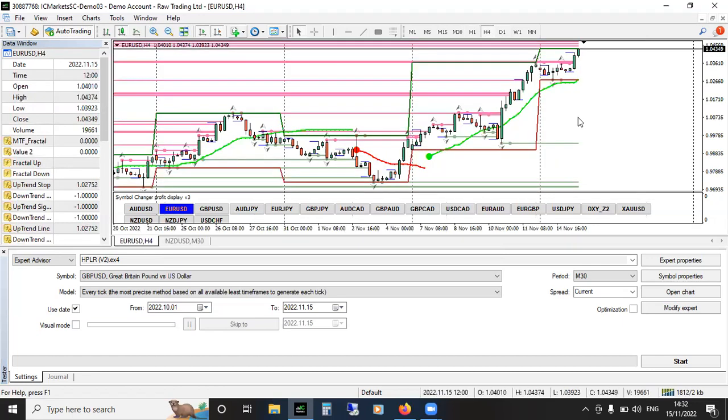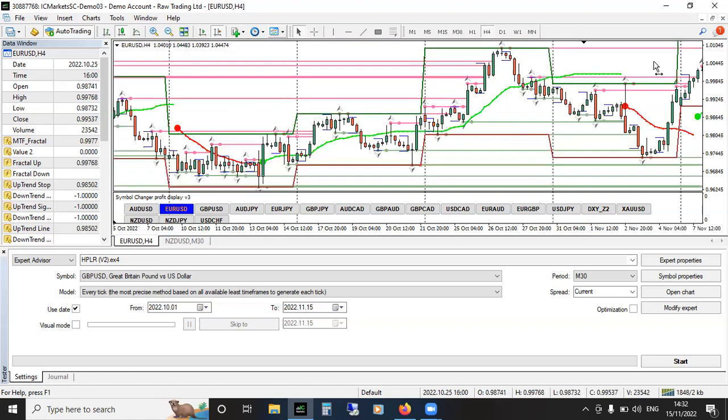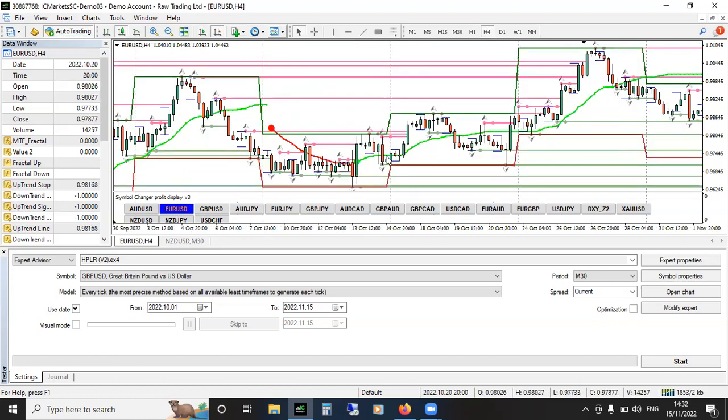Now, usually, if you understand what we usually say about price structure, when we are in an uptrend, we usually expect price to be creating higher highs, higher lows, higher highs, higher lows. When we are in a downtrend, we expect price to be creating lower highs and lower lows. All right, so let's say we are in an uptrend. This is what we expect.